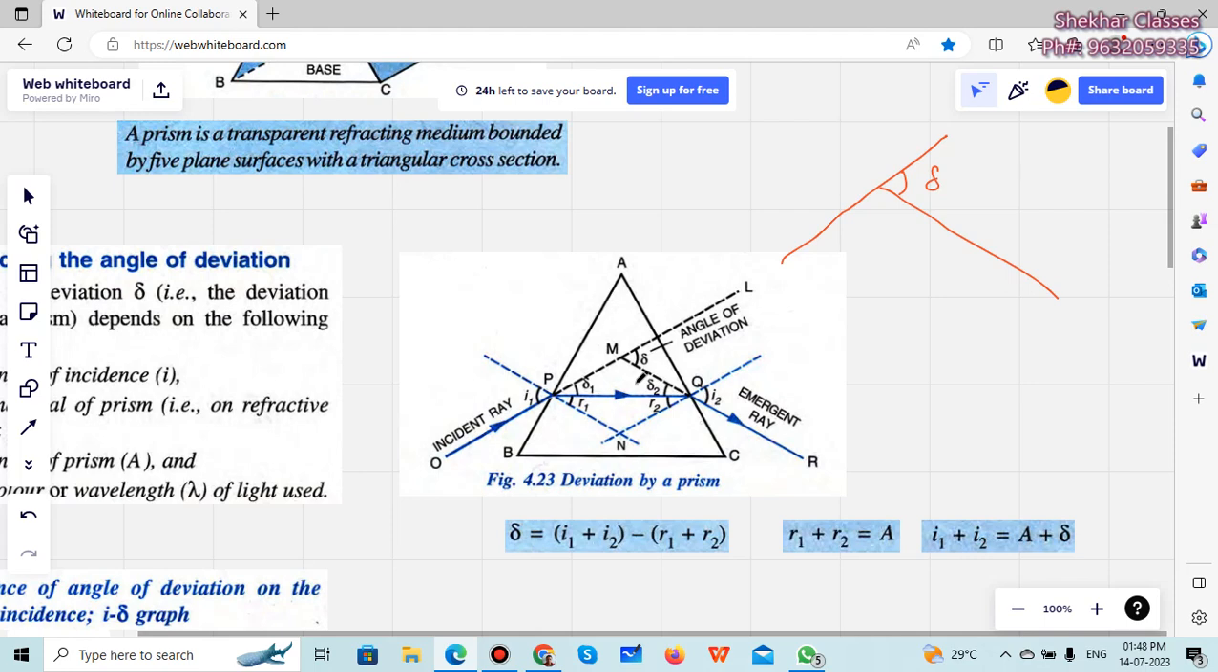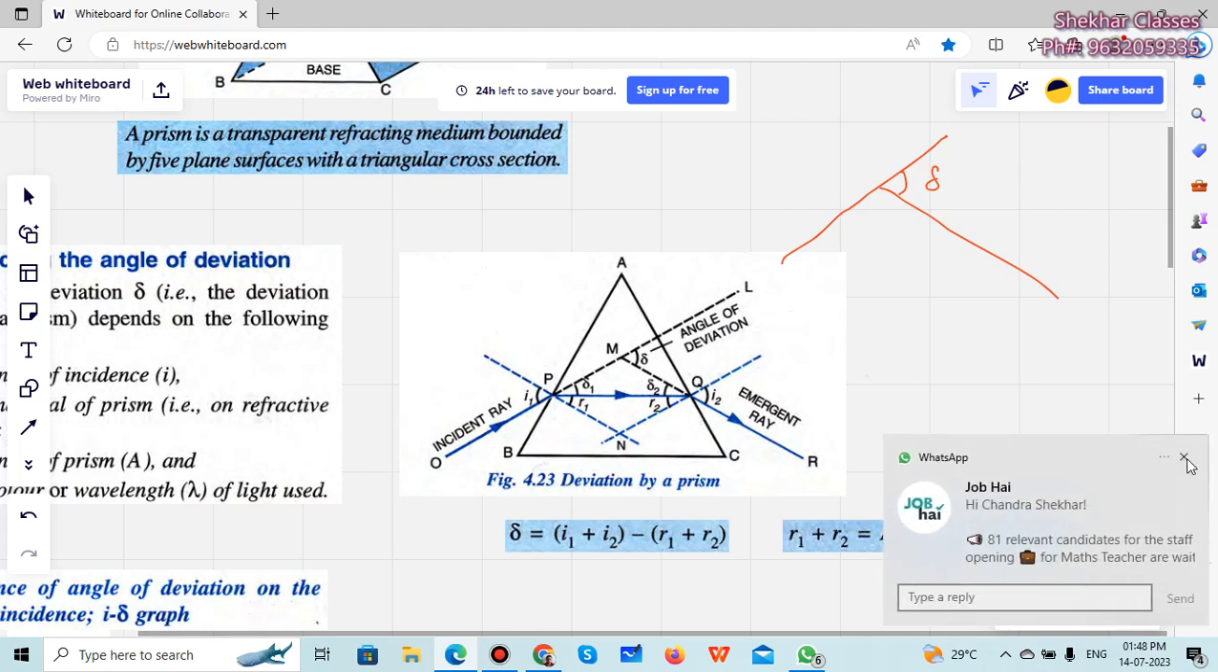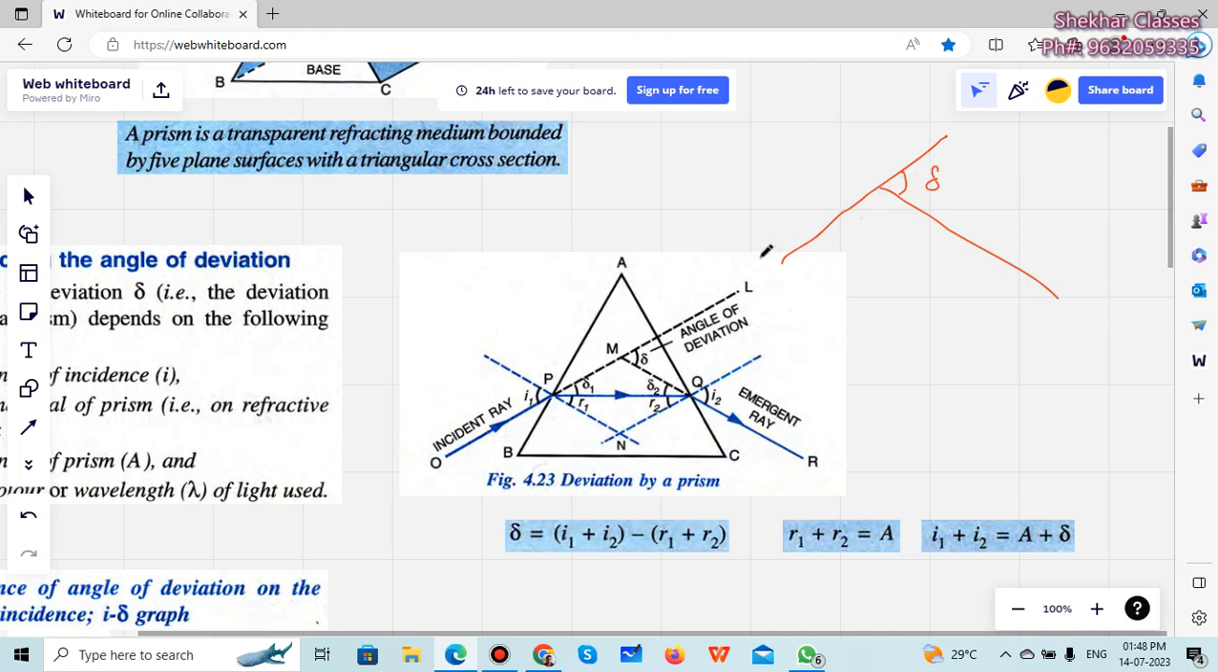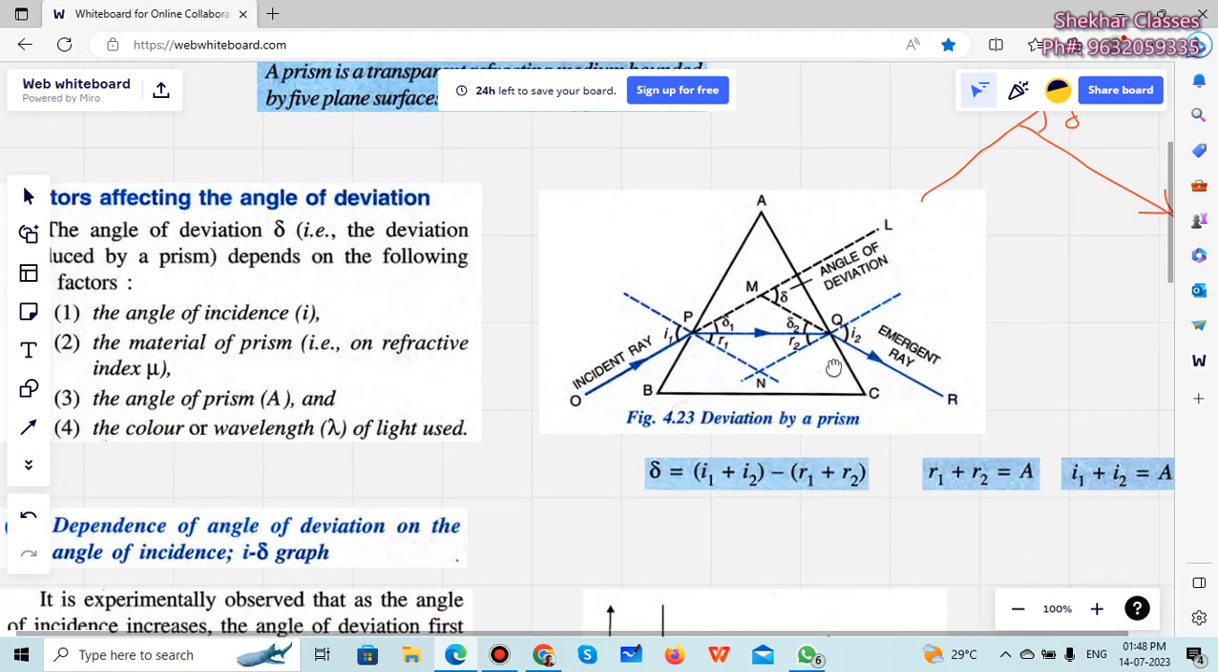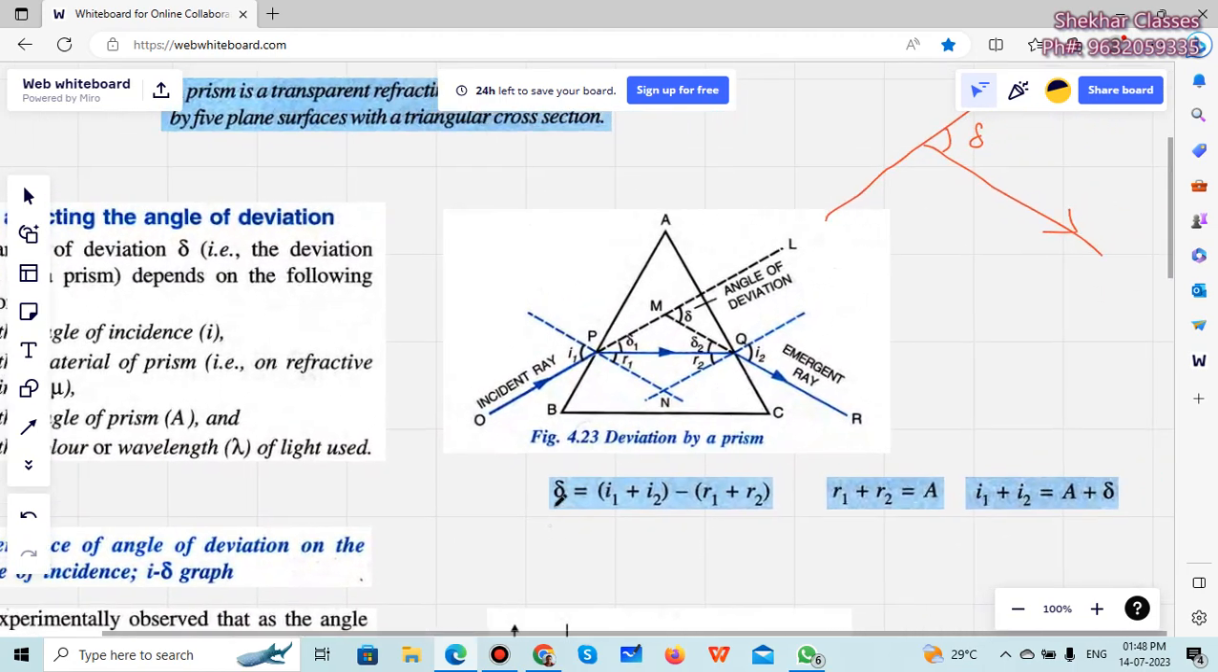So we were talking about the angle of deviation here. The ray should have gone straight if there was no deviation, but it is going this way, it got deviated. This is called the angle of deviation. So the formula for the angle of deviation is I1 plus I2, that is the angle of incidence plus the angle of emergence, add them up and subtract from that the sum of the angle of refraction 1 plus angle of refraction 2, and this is how you get the deviation.